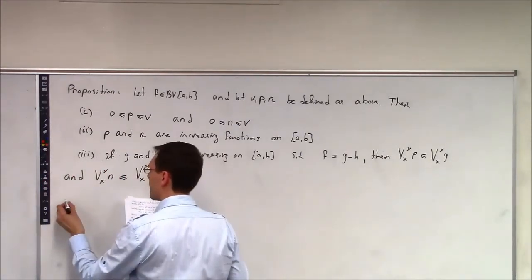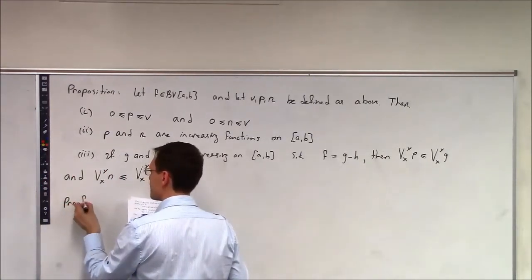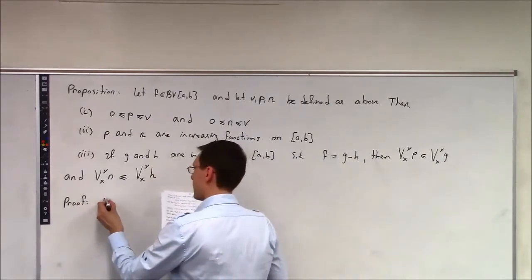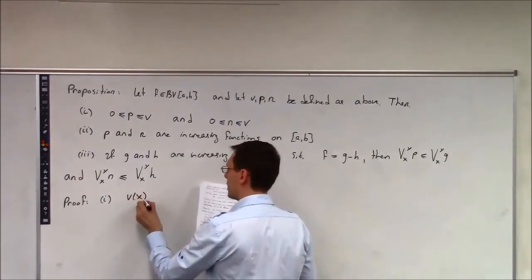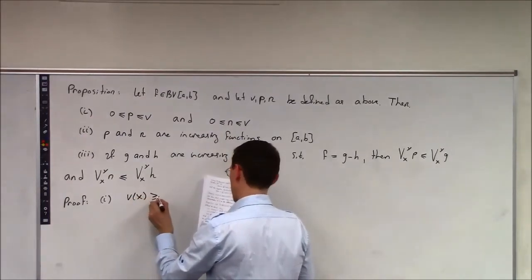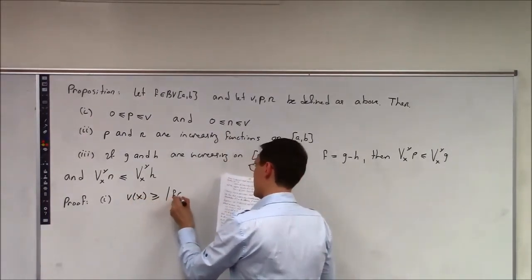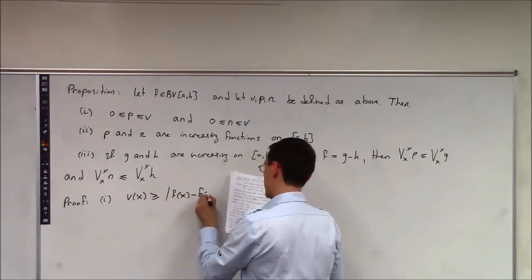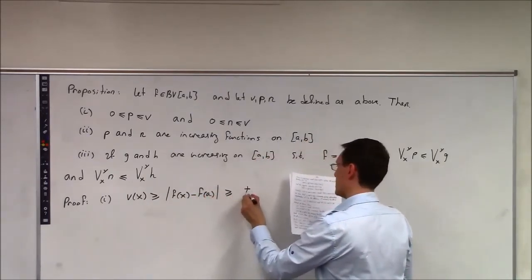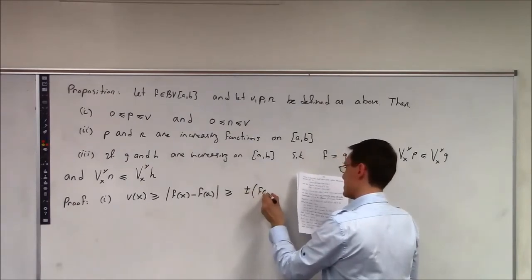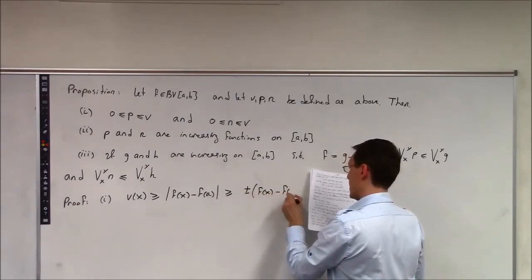So, proof. You can observe the following thing. The total variation V of x is bigger than or equal to f of x minus f of a, which is bigger than or equal to plus or minus f of x minus f of a.